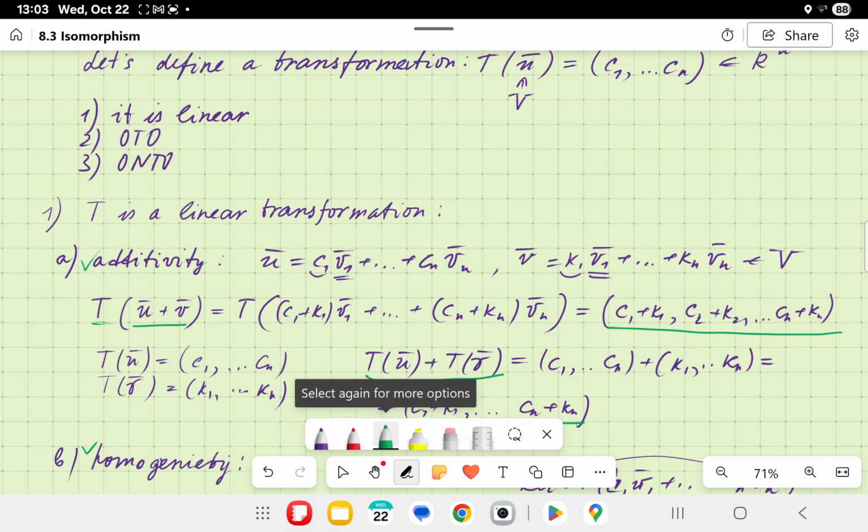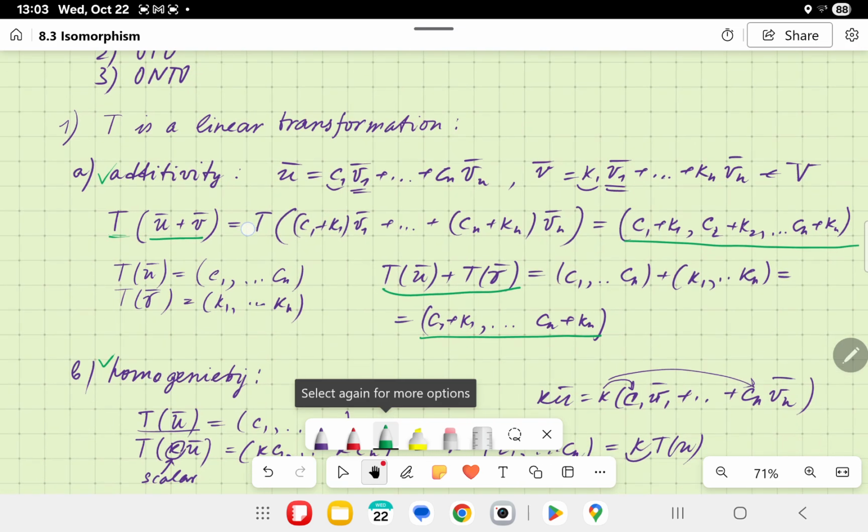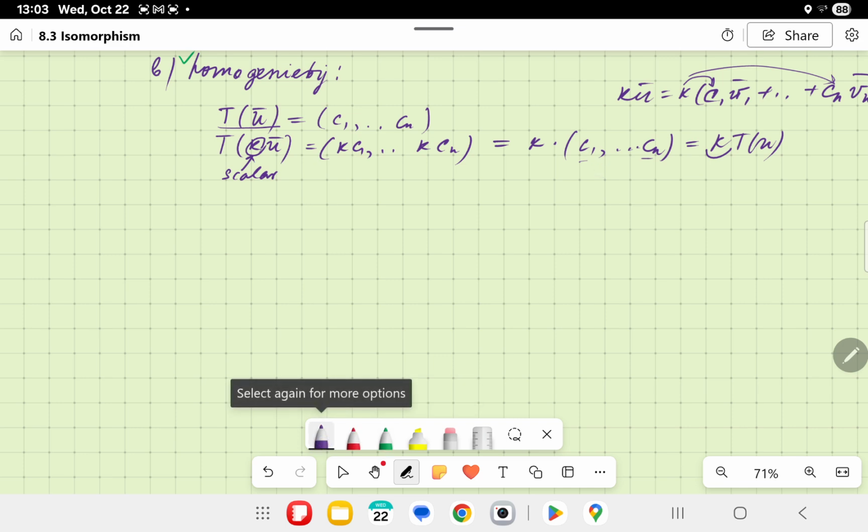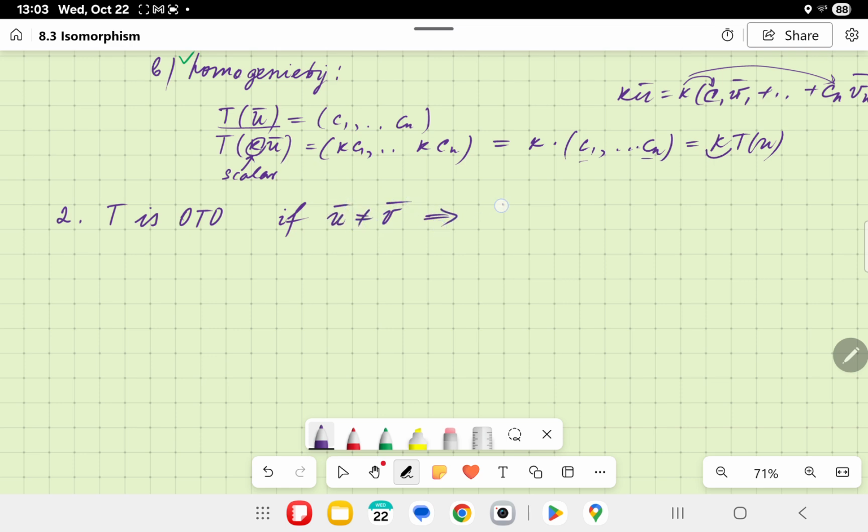I'm going to show that the transformation is linear. Now we need to prove that it's one-to-one and onto. Number 2, T is one-to-one and onto. First one-to-one. So one-to-one means that if two vectors u is not equal to vector v, then the transformation of u is not going to be equal to the transformation of v.